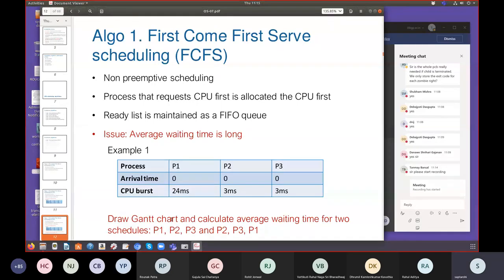So what is a Gantt chart first of all? Understand again, as I said earlier, we are focusing on waiting time because that is exactly under the control of the scheduler. And we are looking for average waiting time. That means all the processes that have been submitted, each one of them possibly has to wait for a certain amount of time. What is the average waiting time for all the processes? So let's consider first the schedule P1, P2, P3.